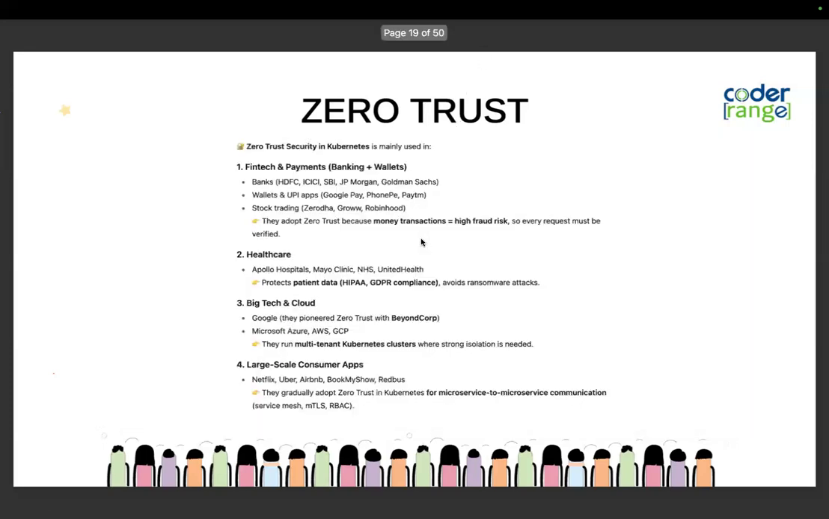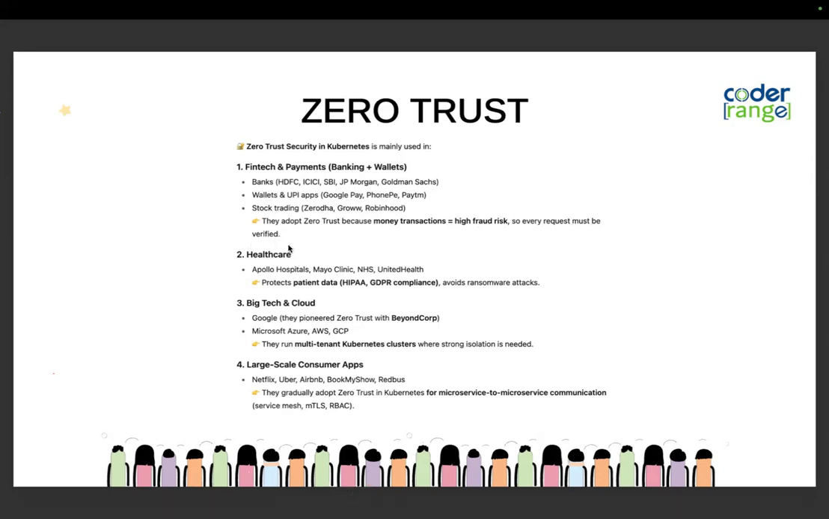And doing all this process, zero trust security in Kubernetes is mainly used in fintech and banking. Now you might get a question immediately, Venkatesh, who is using it? Banks like HDFC, ICICI, SBI, JP Morgan, Goldman Sachs, all of them use zero trust security. And their wallets, UPI apps, everyone has implemented zero trust security. Even Zerodha, any kind of company, because all money transactions always carry high fraud risk, so every request must be verified.